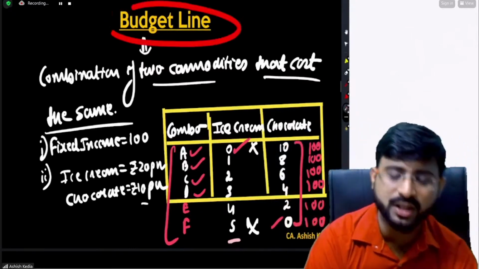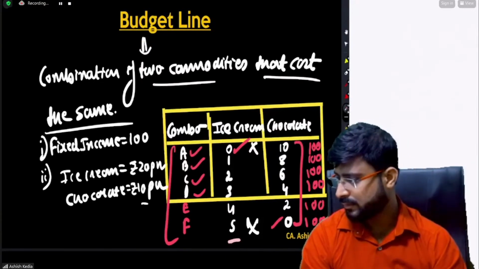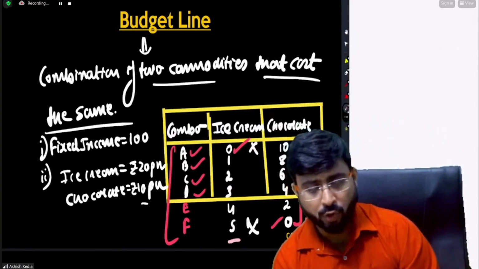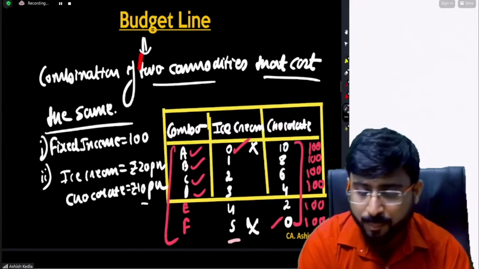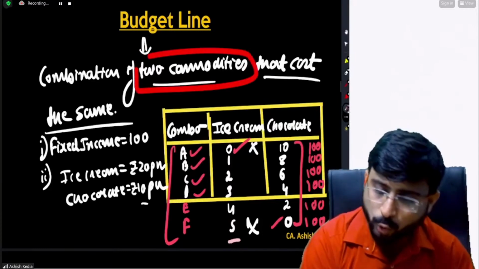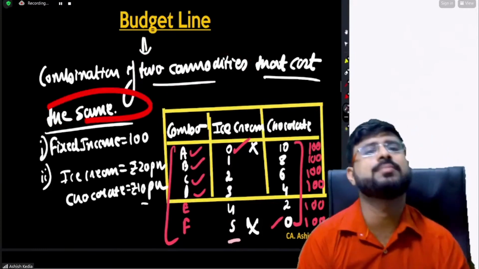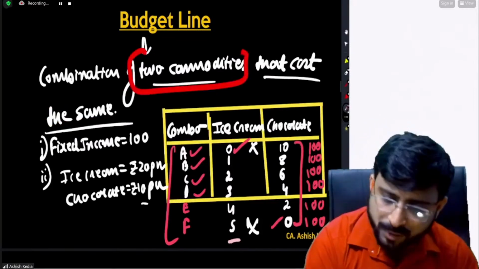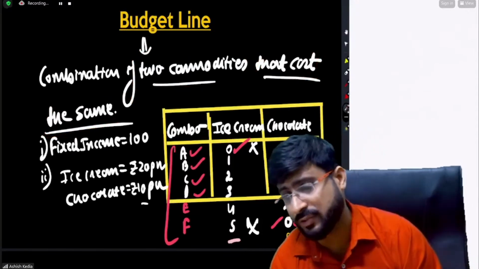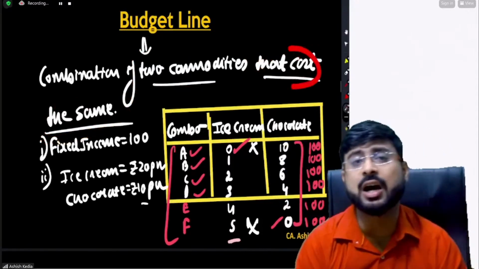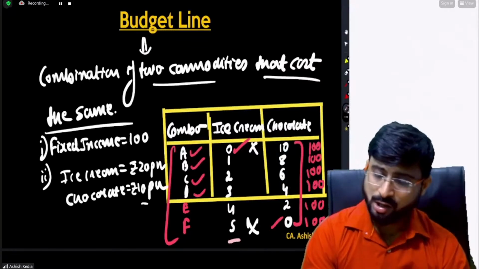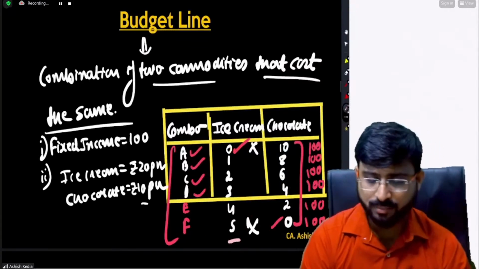Now the question is, what is budget line? So friends, budget line is a combination of two commodities that cost the same. Here we are not talking about the same level of satisfaction. Here we are talking about the same level of kharcha, same level of cost, same level of expenditure. Various combinations, but the resulting cost is the same.